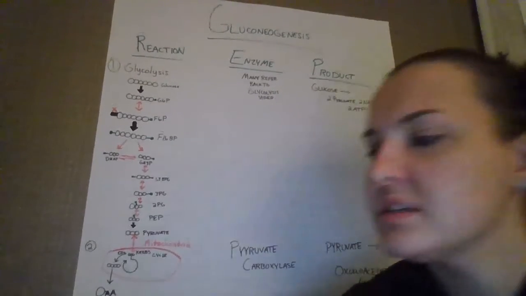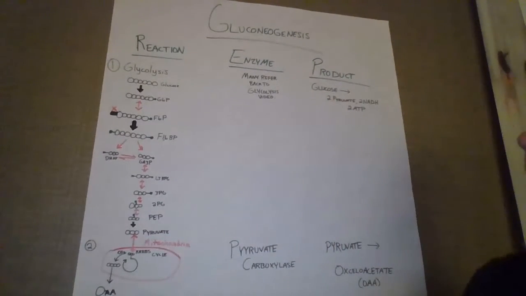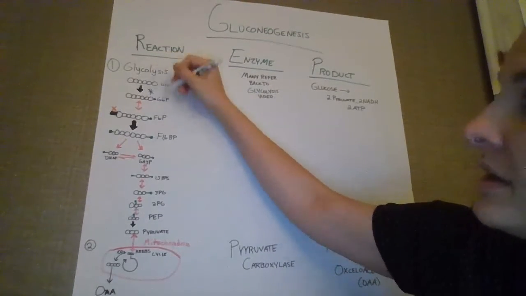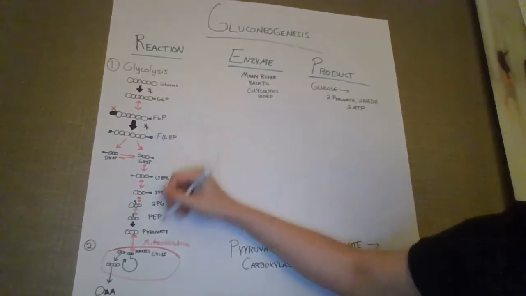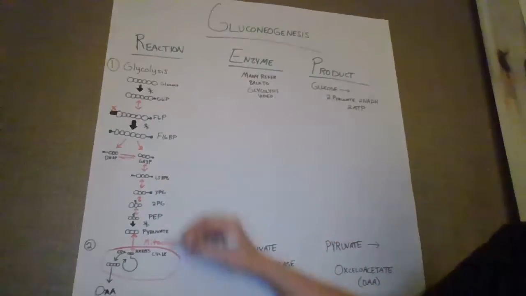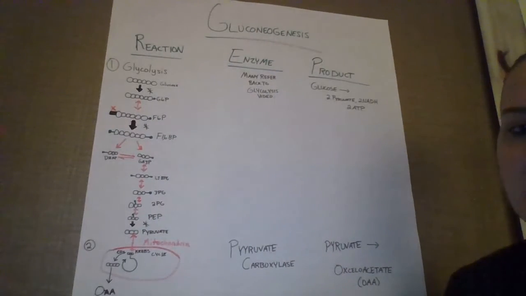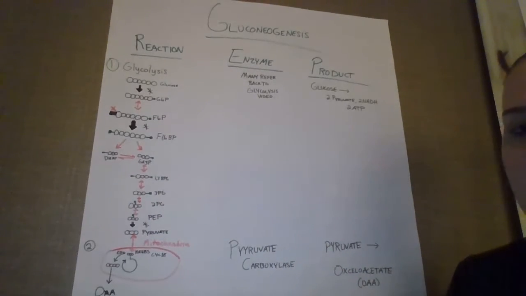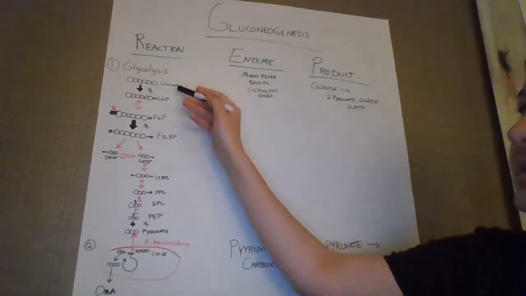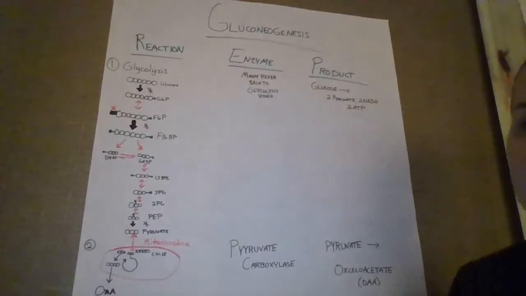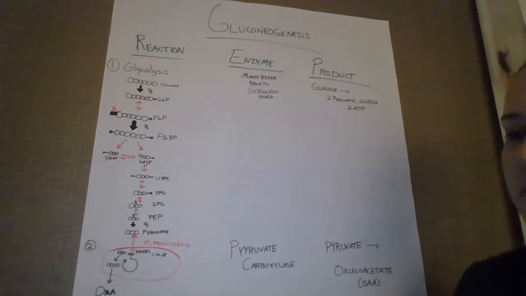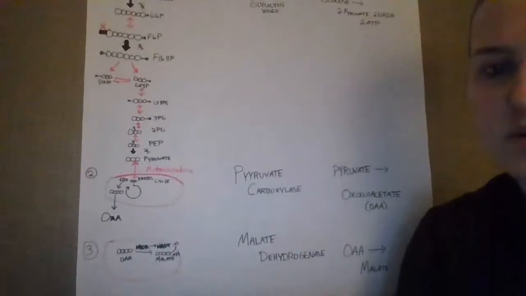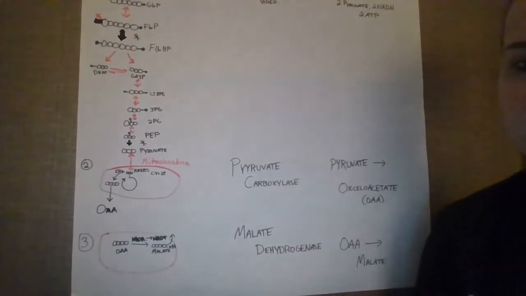And in gluconeogenesis, there's going to have to be some sort of loophole or other way for us to overcome these three steps. Because again, we can't directly just reverse this process because these steps aren't reversible. So how do we go from pyruvate back to glucose so we can send the glucose back out of the cell and raise our blood glucose levels?